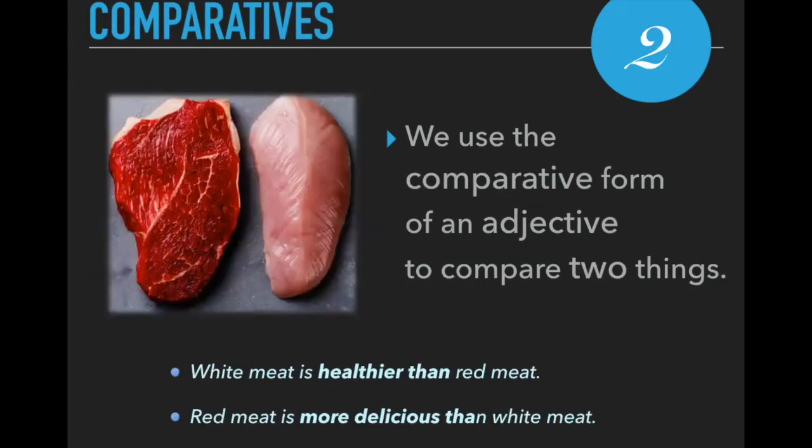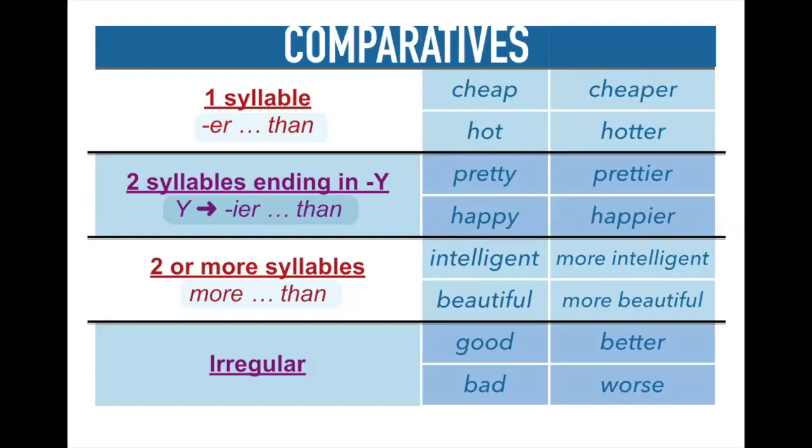When we talk about comparatives, we use, as you can see, er. Sometimes we use more. We always use than. So here's a chart of how to make comparatives from adjectives. So if the adjective is one syllable, like cheap, hot, we add er than, cheaper than, hotter than. And remember, when we have consonant, vowel, consonant, like hot, we double the consonant, so double T, okay, hotter. Also big, bigger, double G, okay.